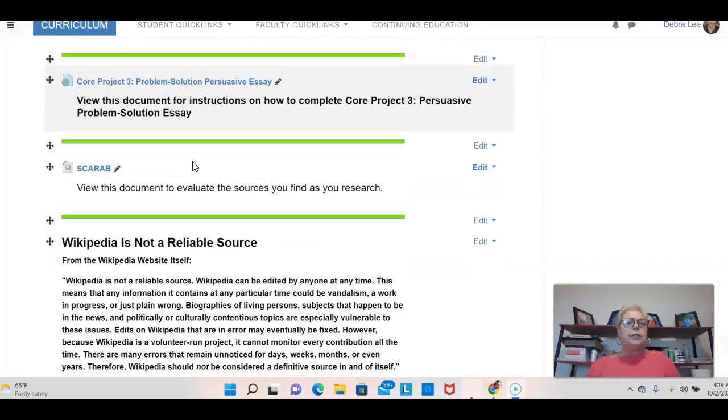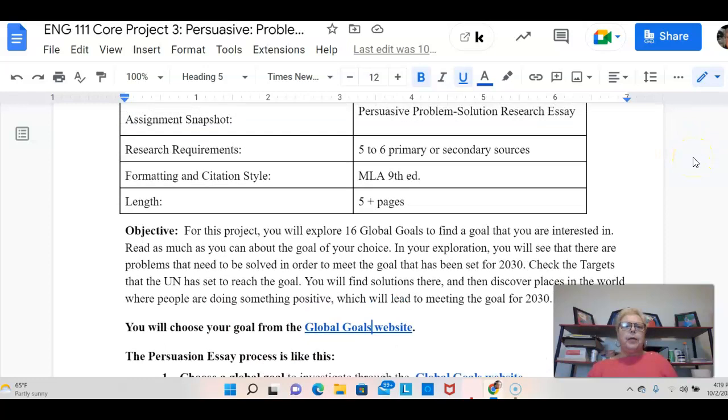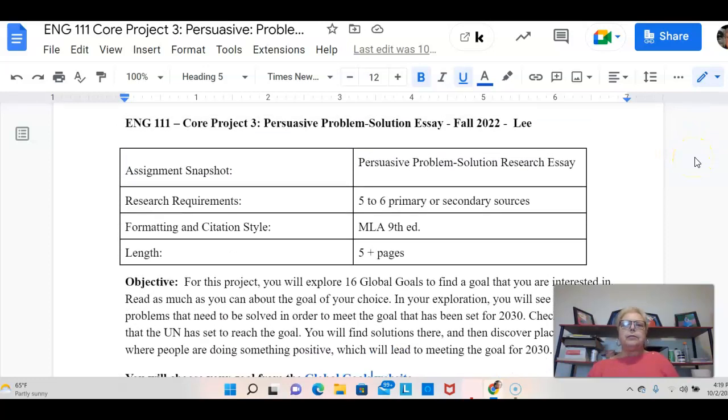And then Core Project 3, here's the assignment sheet for that, and I've already pulled it up, so we'll take a look at it over here. Here's the snapshot. It is going to be a persuasive problem solution research essay. Research means you have to find sources to back you up in what you're saying about your topic. And you'll need 5 to 6 primary or secondary sources.